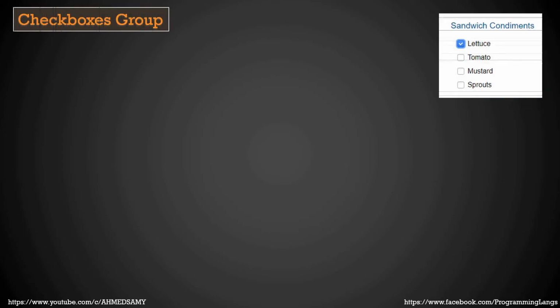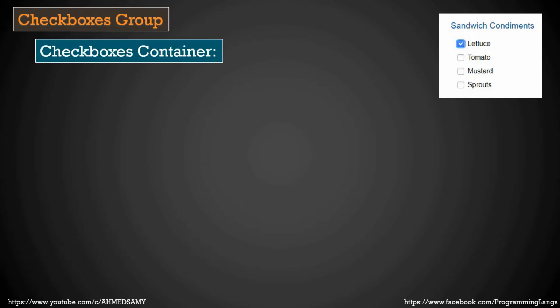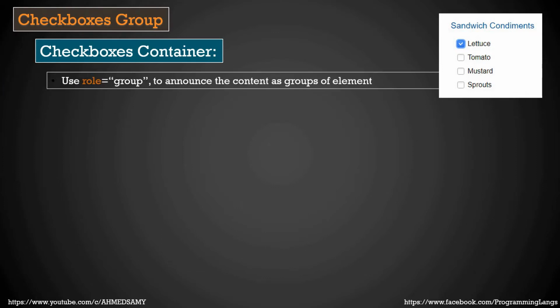Let's continue to check our groups. Checkboxes group. When you have more than one checkbox under a specific category or a specific group, you would like the user to know that they are inside a group of checkboxes. So all these checkboxes are related to one specific group, like you can see sandwich condiments, stuff like this. Continue. Here is the checkboxes container. It should be a container containing all these checkboxes inside it, like an ordered list or a div, and we give this container a role of group.